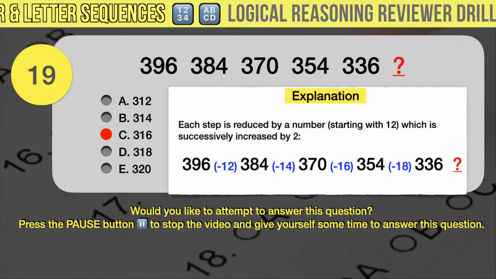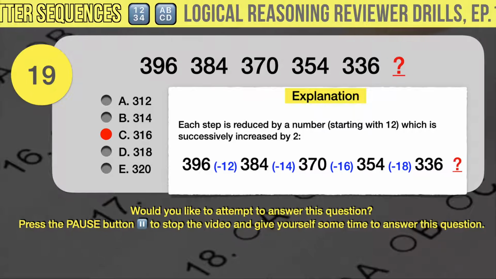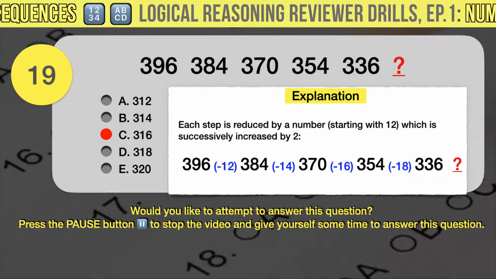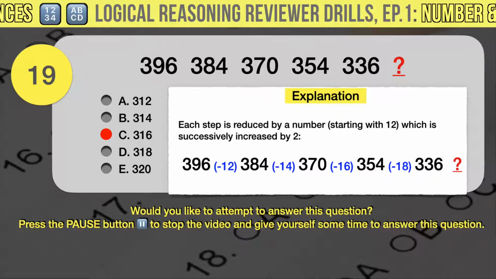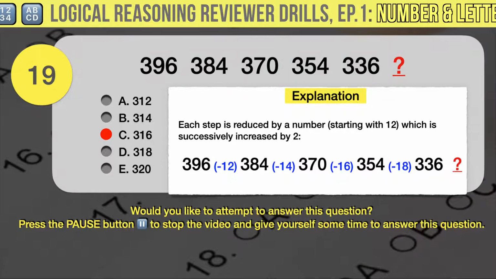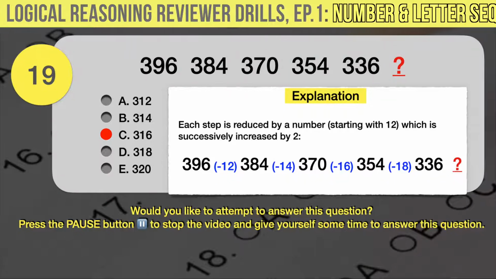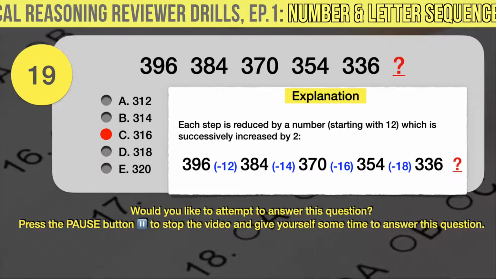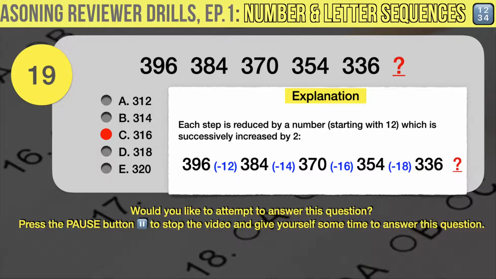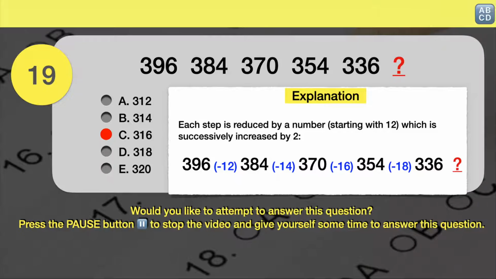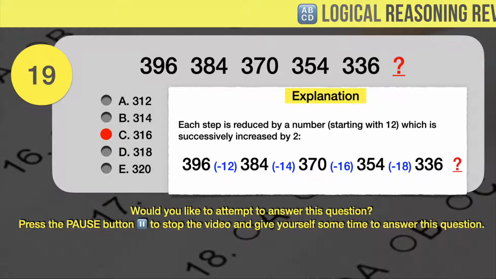Each step is reduced by a number, starting with 12, which is successively increased by 2, as follows. 396 minus 12 equals 384, minus 14 equals 370, minus 16 equals 354, minus 18 equals 336. The next logical step is to subtract 20 from 336 and arrive at 316, the next number in our sequence.